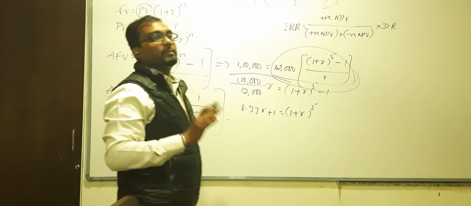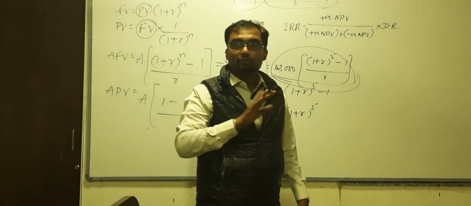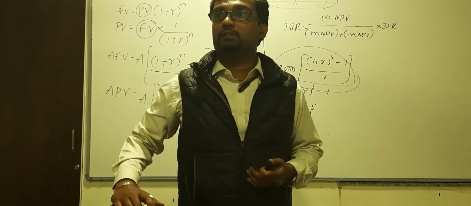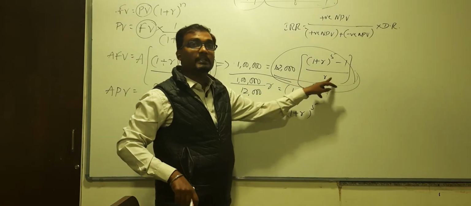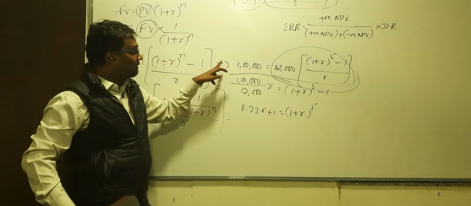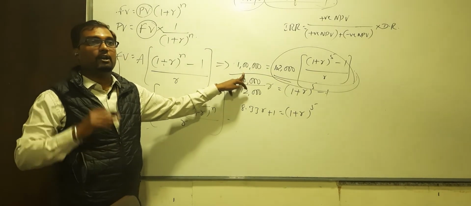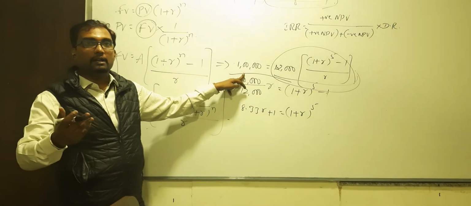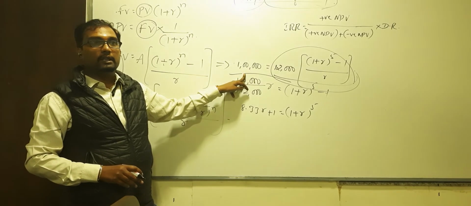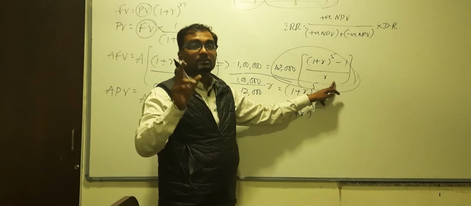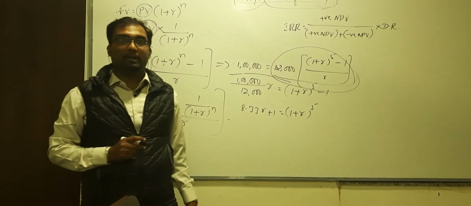Take some 10% to start with. Again, there is no base, so how will you take 10%? Just trial and error. Take 10%, see whether you are getting less than 1 lakh or more than 1 lakh. If the value is less than 1 lakh, then change the R value, because we have to identify any two R values.